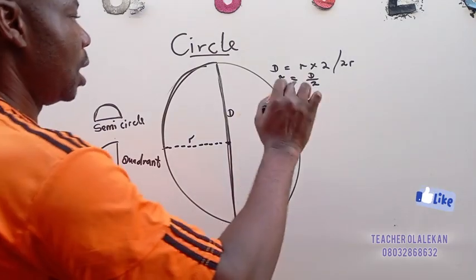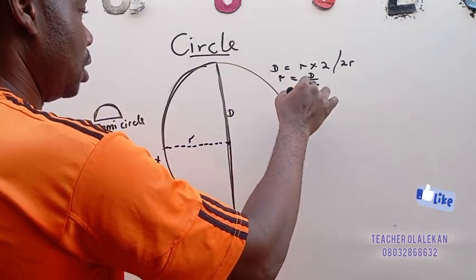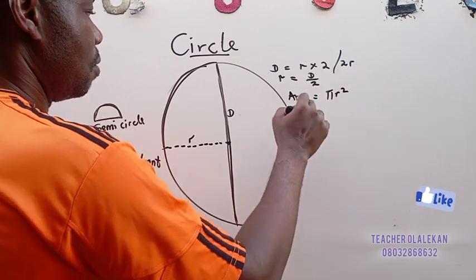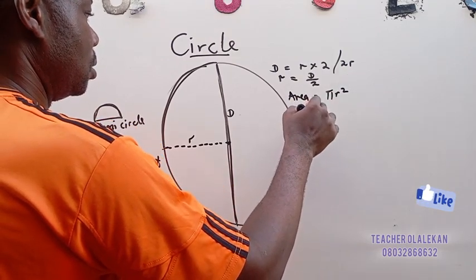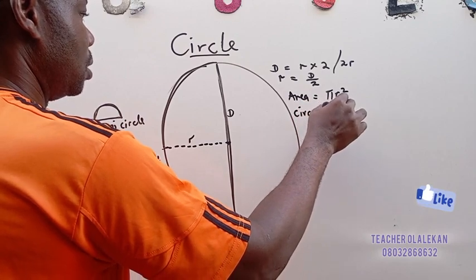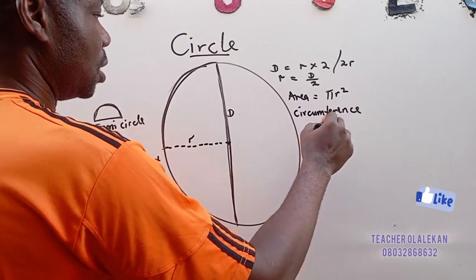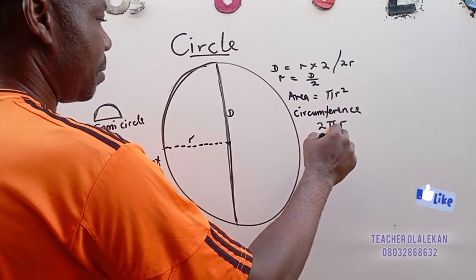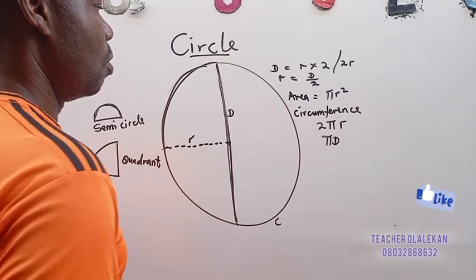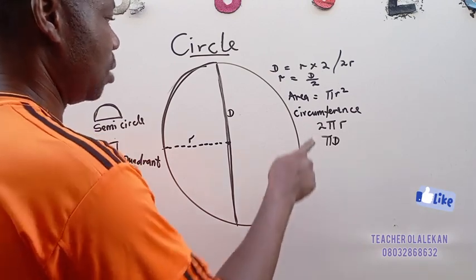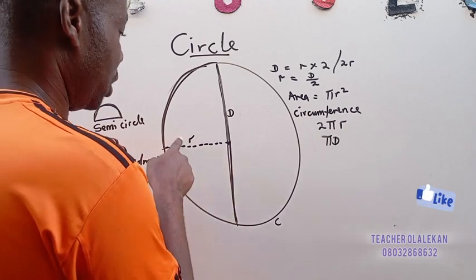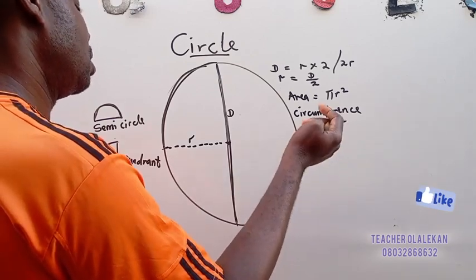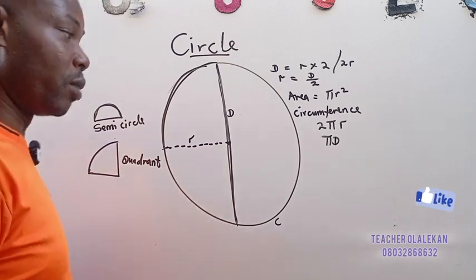So now, what's the formula for the area of a circle? Area of a circle is equal to pi r squared. While the circumference of a circle is 2 pi r, and sometimes you may need to apply pi d. So why do you need to apply 2 pi r? You apply 2 pi r when radius is given in the question, and you apply pi d when diameter is given in the question.